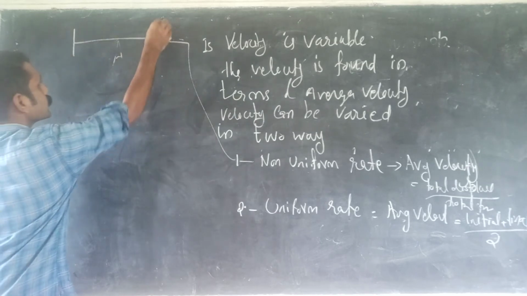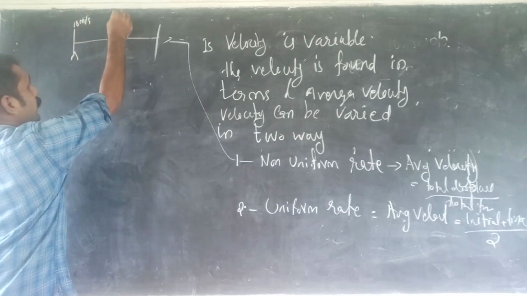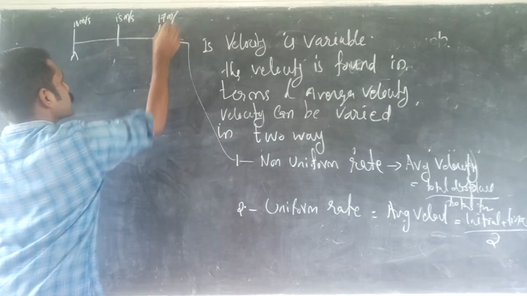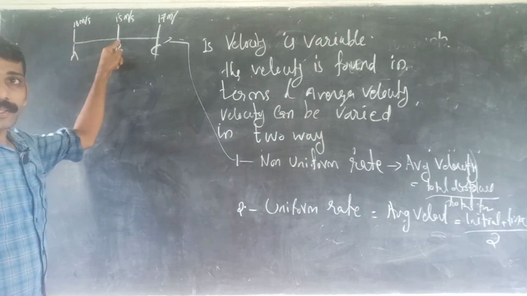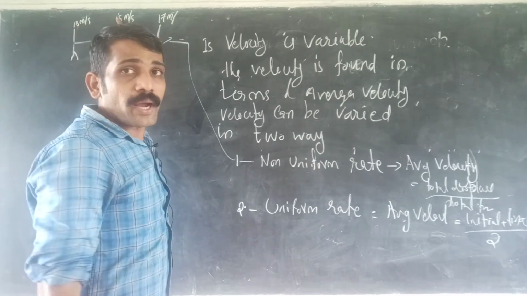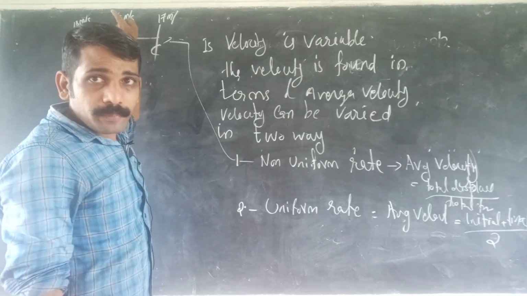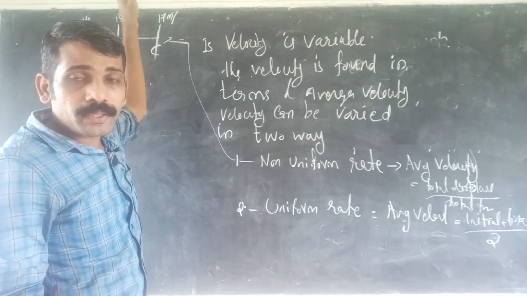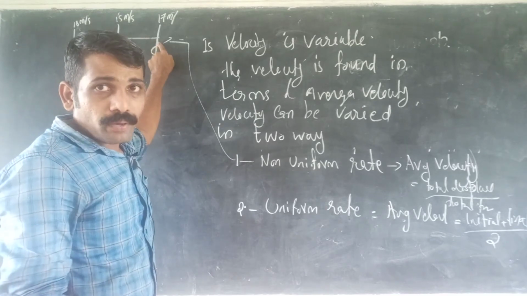So, suppose an object A, B, C. At A, its velocity is 10 meter per second. At B is 15 meter per second. At C is 17 meter per second. So, when the object is going from A to B, the velocity changes by 5. At A, velocity is 10 meter per second. At B is 15 meter per second. So, going from A to B, what is the change? 5.